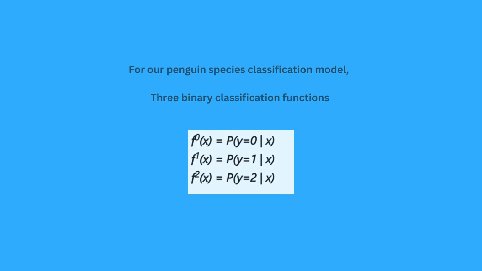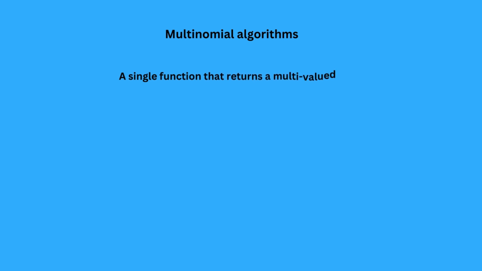Now, coming to the multinomial algorithm. The multinomial algorithm creates a single function that returns a multi-valued output. The output is an array of values which contains a probability distribution for each class, and the probability scores, when added up, give a total of 1.0.